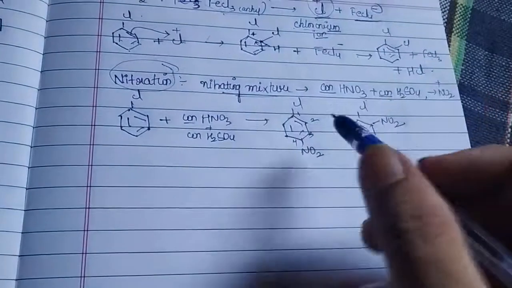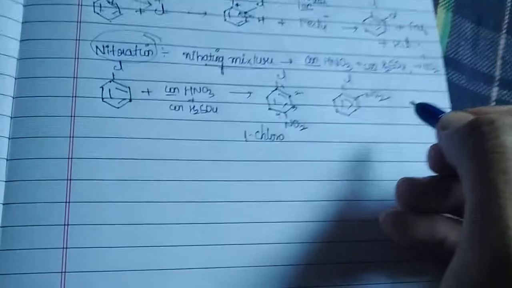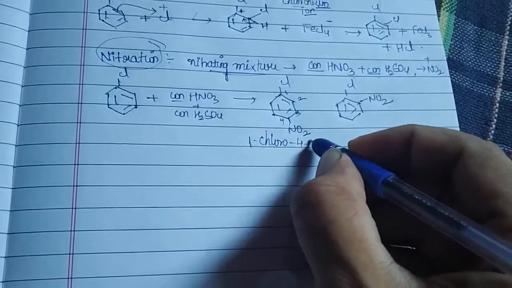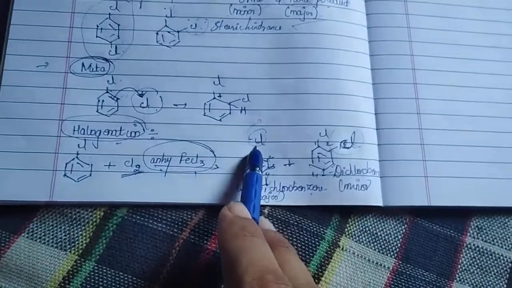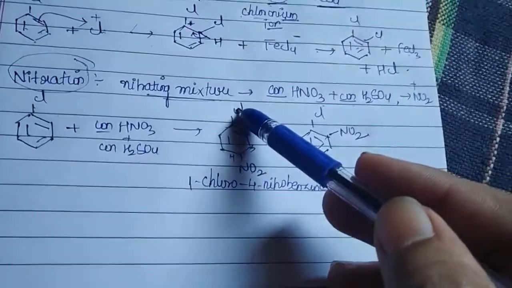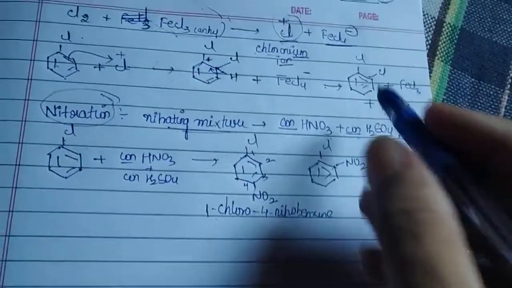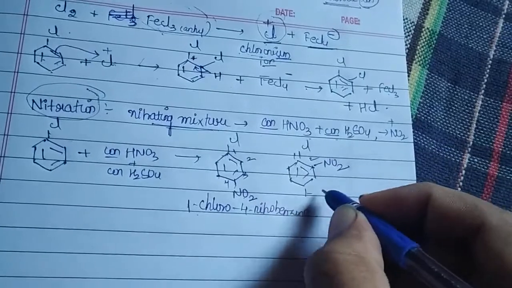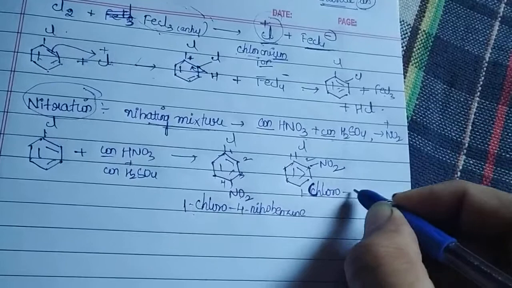According to alphabetical order, C comes first. So 1-chloro, next, 4-nitrobenzene. Earlier, both the substituent and the retained halogen were the same, so I used 1,4-di. But here the substituent is different from the halogen, so I have indicated their positions as 1-chloro, 4-nitrobenzene. Whereas here what can I write? Yes, 1-chloro. This should be capital. 1-chloro hyphen 2-nitrobenzene.